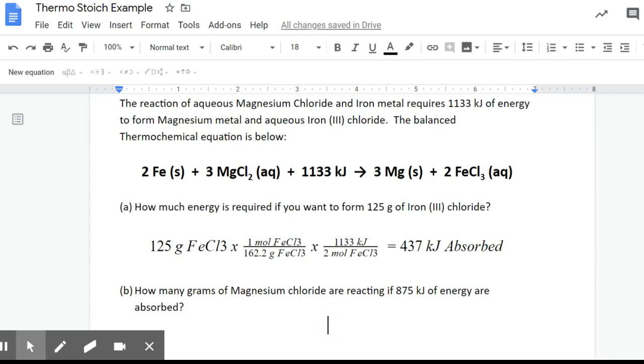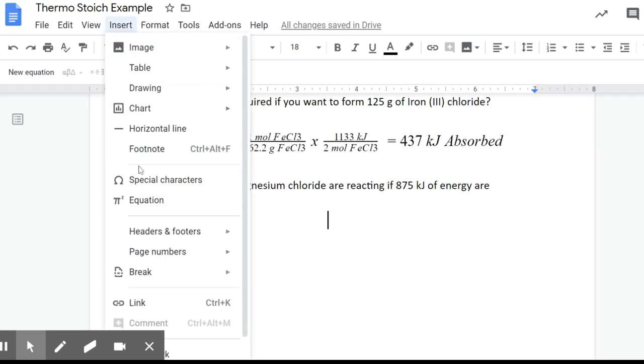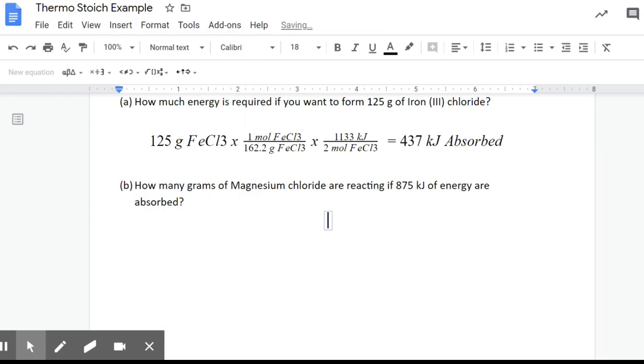So now we're going to look at how do we go from energy to grams. We're going to use the equation editor again. Let me scroll this down a little bit. So we insert our equation. We start with what we've been given, 875 kilojoules of energy. This time our energy mole ratio will be first.